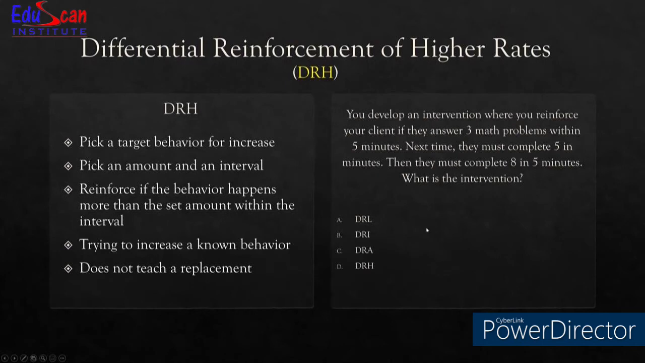Differential reinforcement of higher rates, DRH. In DRH, we pick a target behavior for increase. The behavior is already existing, but we want to increase that behavior. Pick an amount and an interval. Reinforce if the behavior happens more than the set amount within the interval. Trying to increase a known behavior does not teach a replacement behavior.